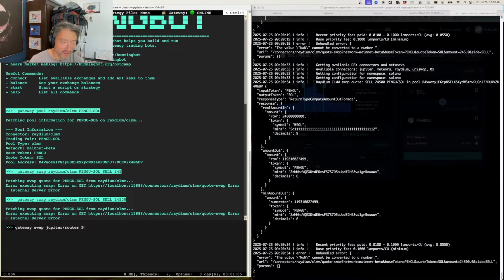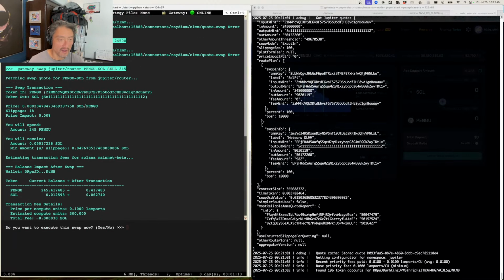What I want to show is more about the hardware wallet part first. So sell 245. Okay, that meant that if we did a trade, then selling this much Pengu would bring us, let's see, 0.6 Sol. So we basically go from 0.01 Sol to 0.5 Sol. Let's go ahead and do that trade so we can actually have some Sol to use for our trading.